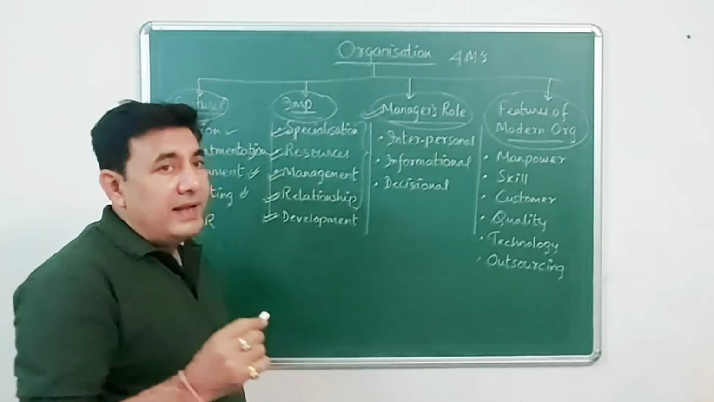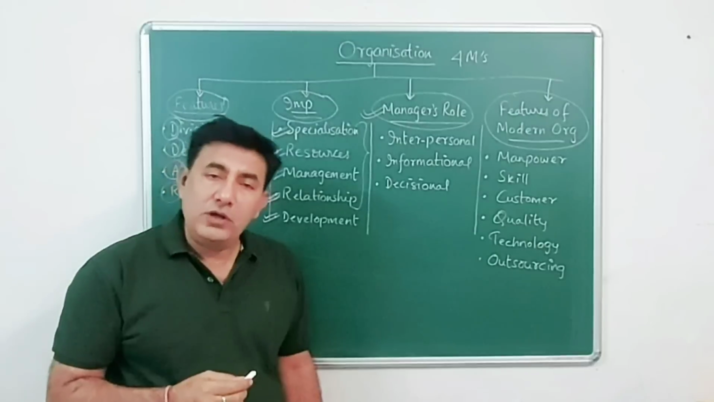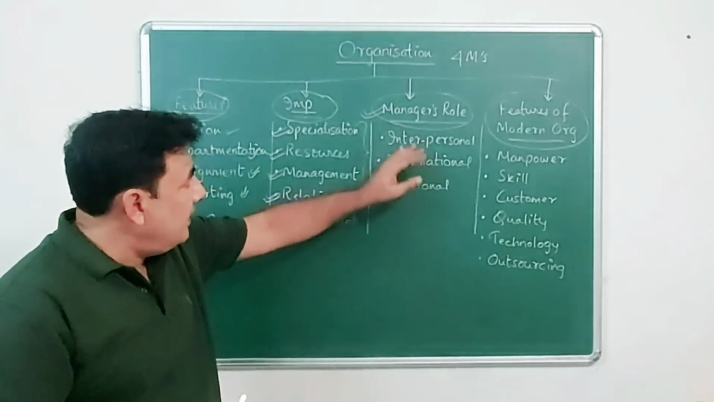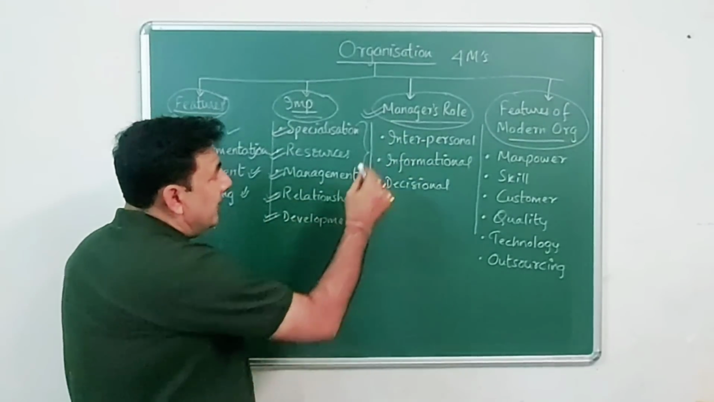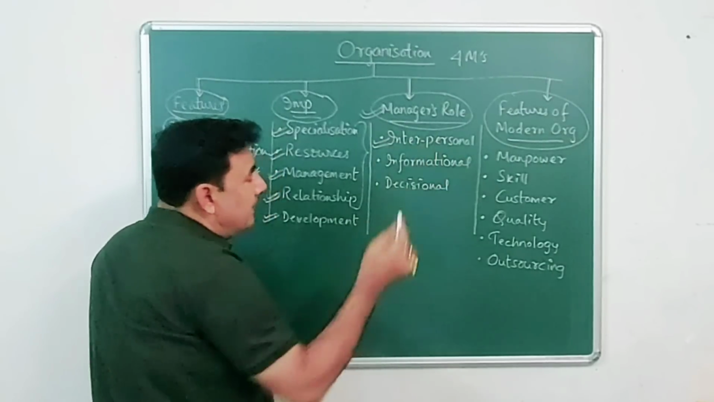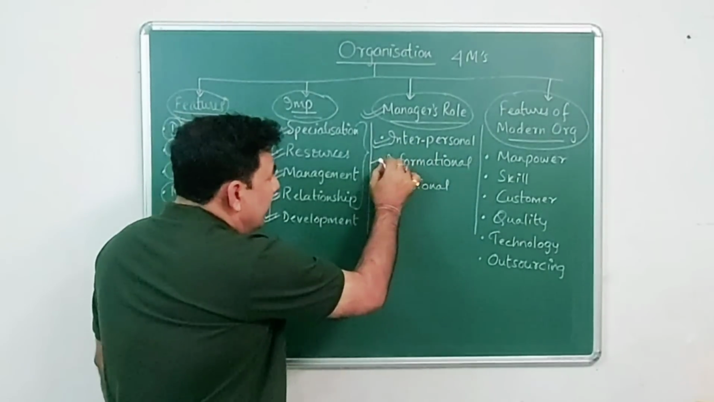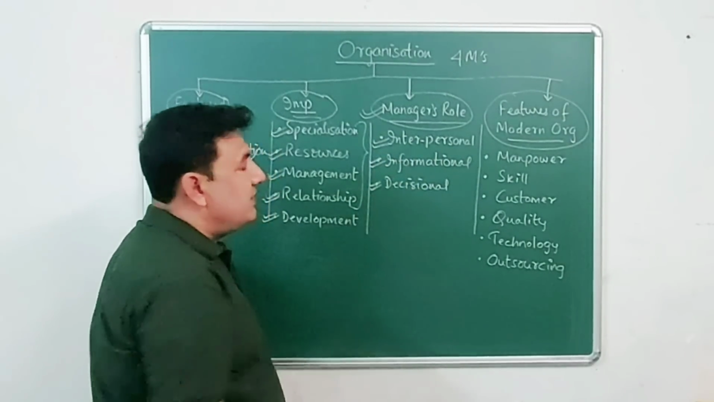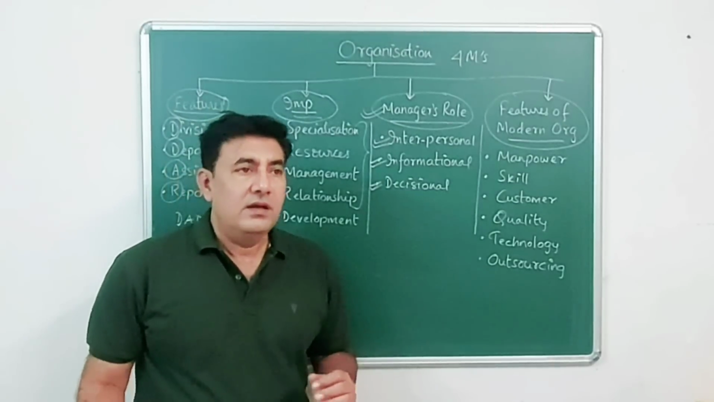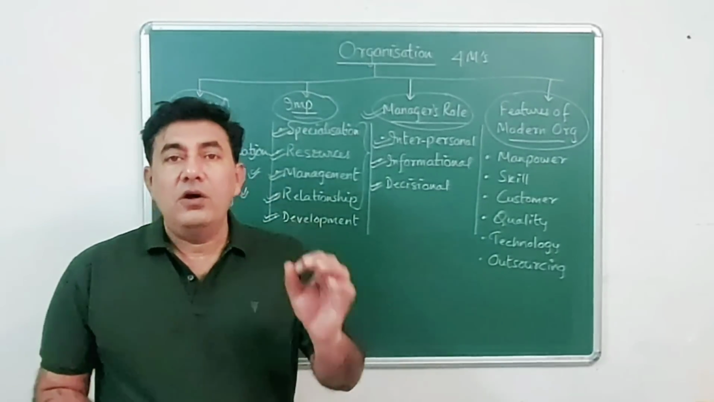Then comes, this is very important question. What is the role of a manager in the organization? बहुत बार एग्जाम्स में आया होगा. So basically his role can be of three types. First is interpersonal, second informational, and third decisional. ये सबसे important role है, functions हैं of a manager.